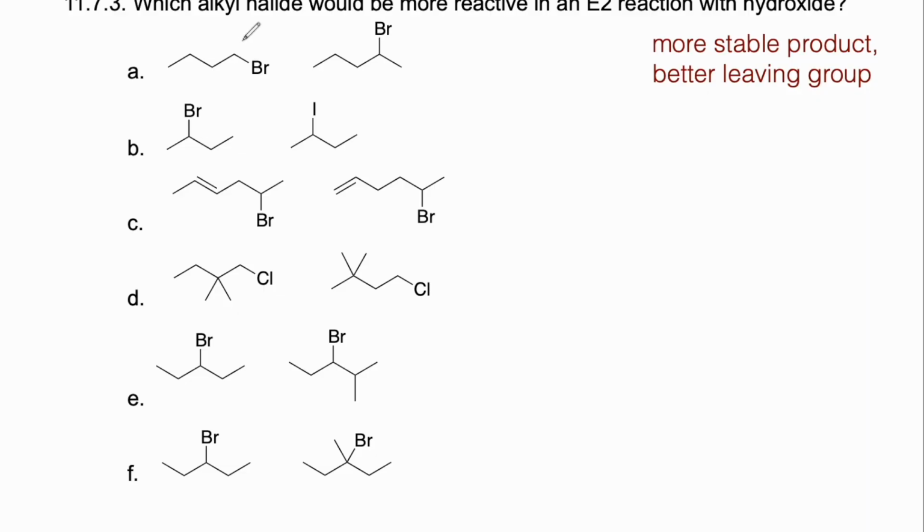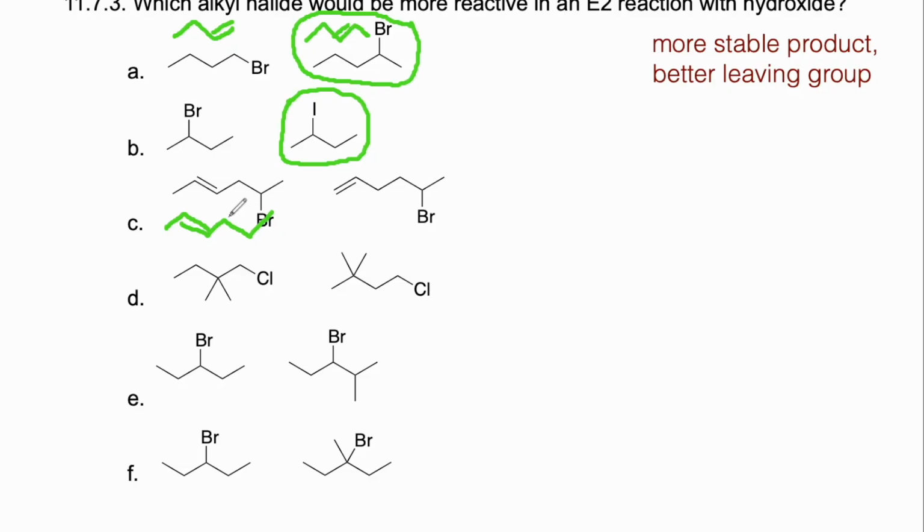So here we have 2 examples, a primary halide and a secondary halide. This primary halide can only form a monosubstituted alkene, whereas this one is able to form a disubstituted alkene. So since that is a more stable product, that's going to be more reactive in the E2 elimination. Here we have 2 alkyl halides that would form the same types of products, the same mixtures of products, and so the difference here is the leaving group, and iodine is a better leaving group than bromine. Iodide is better than bromide.